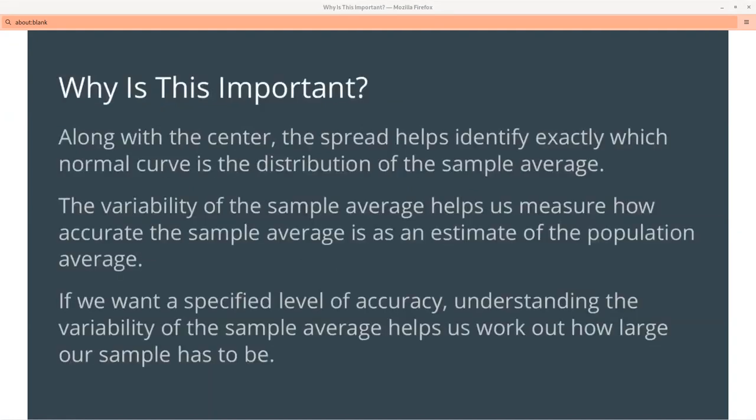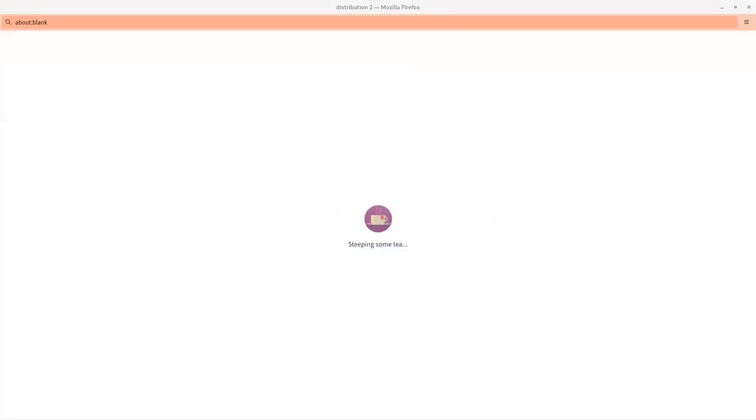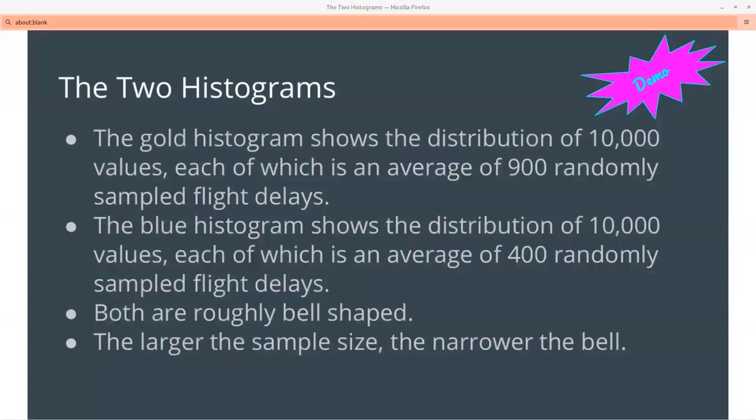But then the variability of that sample average helps us measure how accurate the sample average is as an estimate of the population average. So in other words, this is getting us closer and closer to a way, hey, maybe we can just calculate the answers to the questions we want. And I think I'm going to skip the questions here. We'll come back to these next time.